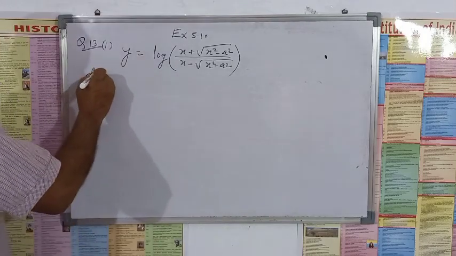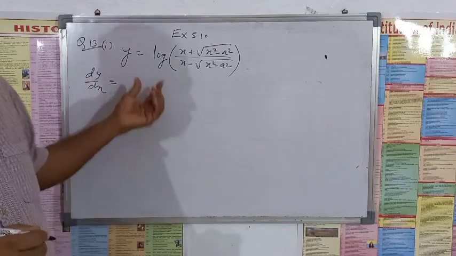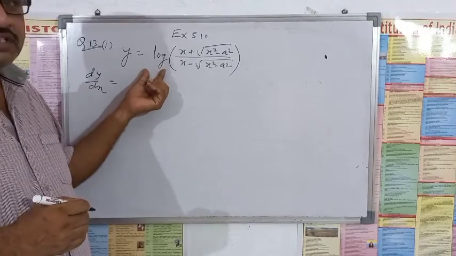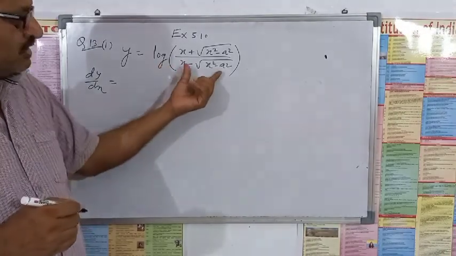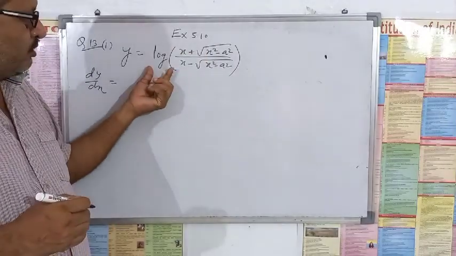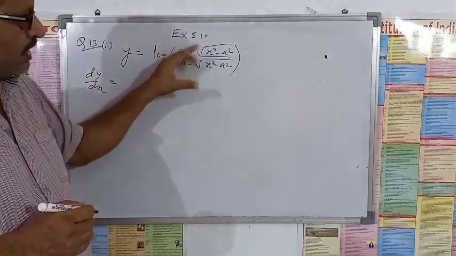So what we will write? dy by dx. Apply here chain rule. Outer function is logarithmic function. Firstly differentiate the log function. Suppose this bracket is x. We know that derivative of log x is 1 upon x. So we will write 1 upon this bracket.